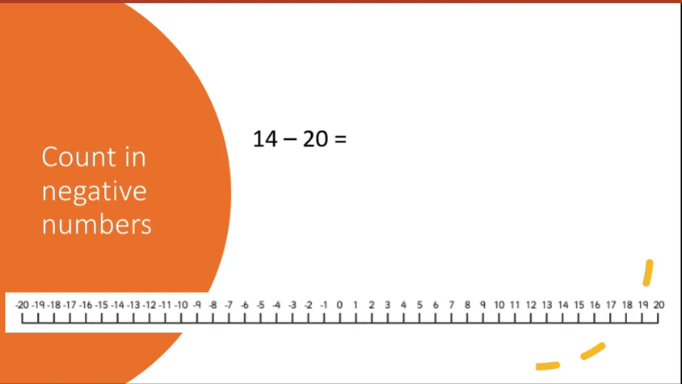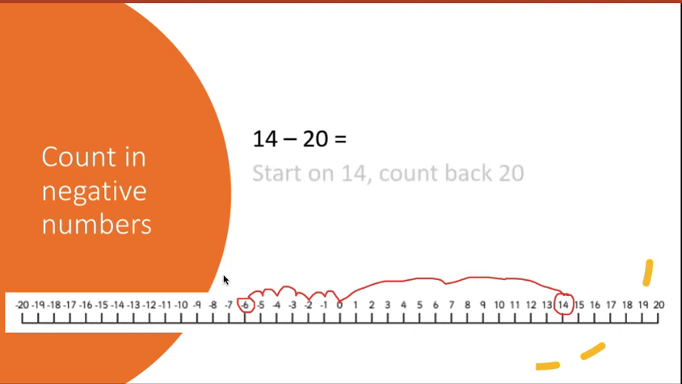Let's have a look together. We start on 14 and we need to count back 20. Big hop to 0. I know I've counted back 14, 15, 16, 17, 18, 19, 20. I definitely counted the right number this time. I've counted back to -6. So we've gone 14 and we've counted back 20, and we've arrived on -6. Well done if you got that correct.